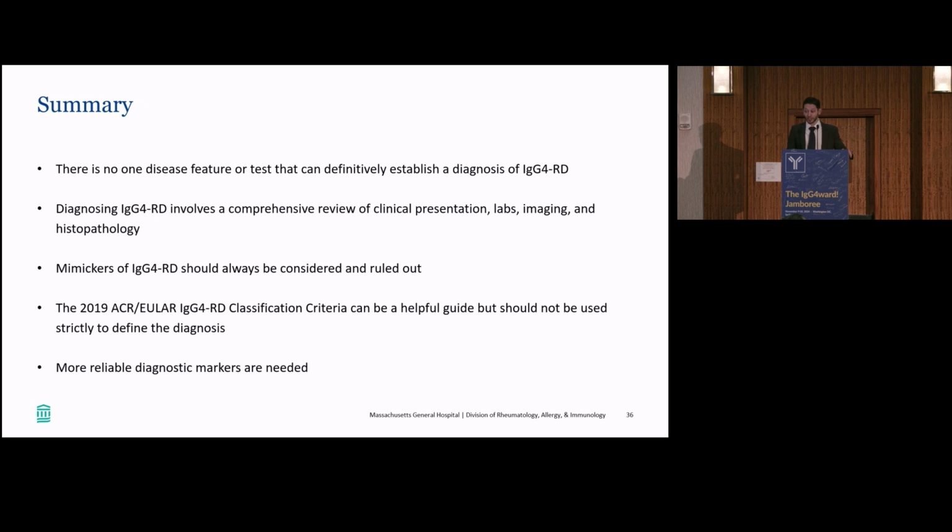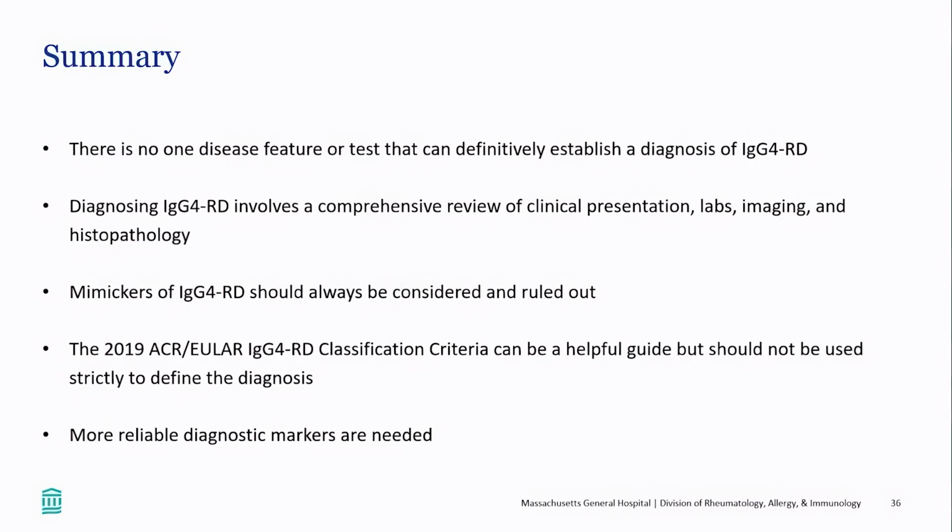So in summary, there's really no one disease feature or diagnostic test that can definitively establish a diagnosis of IgG4-related disease, but we do have a lot of tools that can get us there. Diagnosing the disease really involves a comprehensive review of the clinical presentation, the labs, imaging, and biopsy findings. And equally important is recognizing all of the mimickers of IgG4-related disease and prioritizing excluding those to the best of our ability, depending on how each patient is presenting.